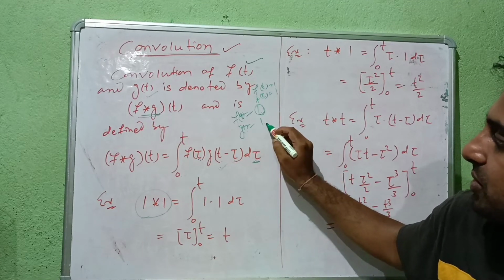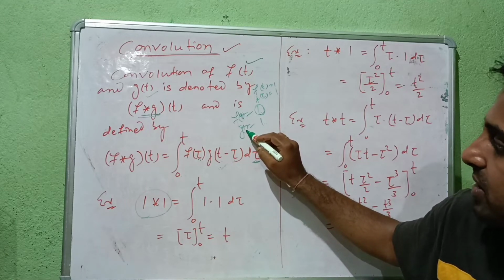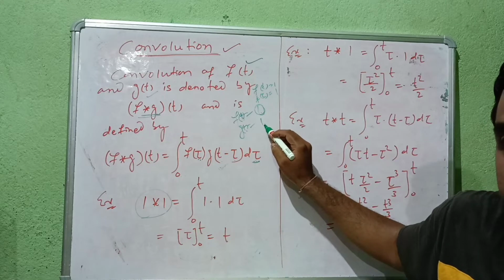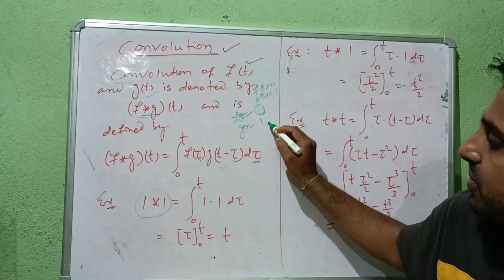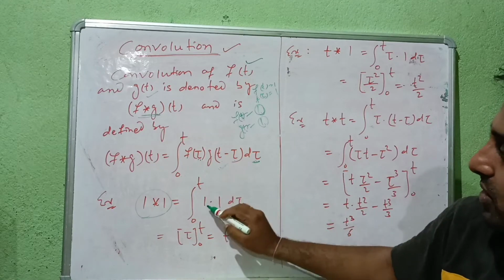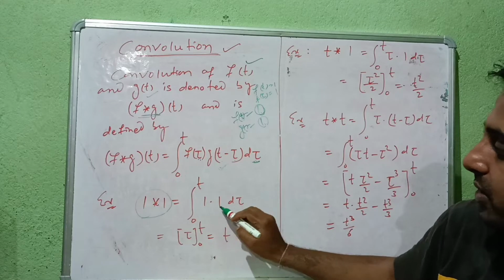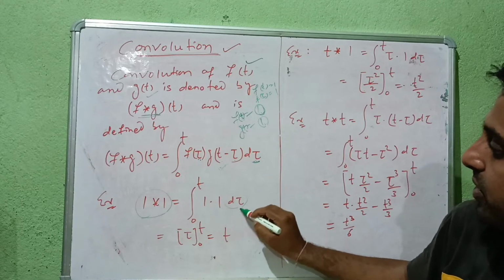Similarly, g of t is also 1. So if I replace t with t minus tau, there will be no change. It will be unaltered. So your f of tau is also 1, and g of t minus tau is also 1. So 1 into 1 is 1, and only d tau we have.